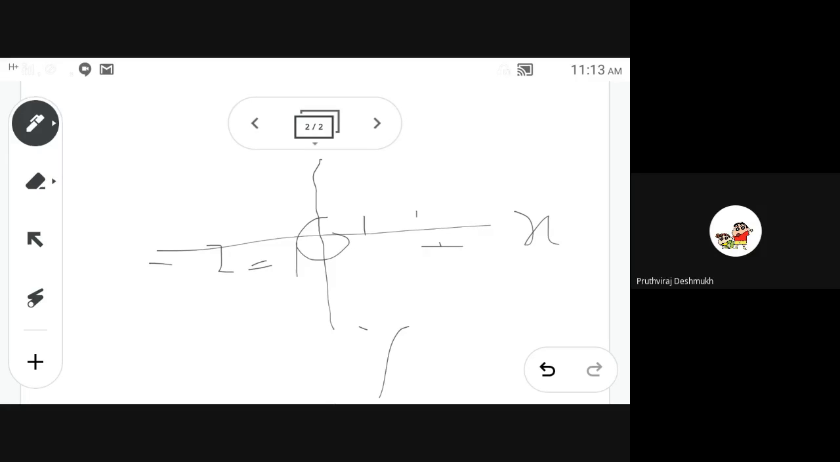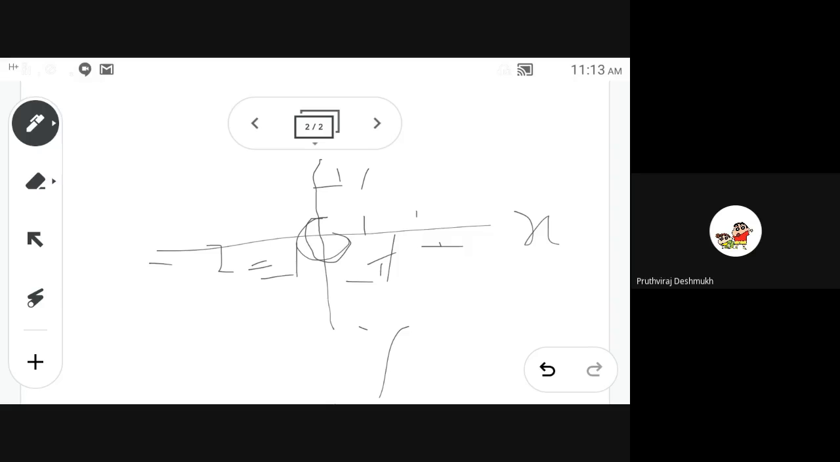Also for the vertical, upper side or lower side: upper side we will take +1, or below the x-axis -1. If the examiner asks for the upper side, the positive sign will be considered. So it is very simple, the sign convention.